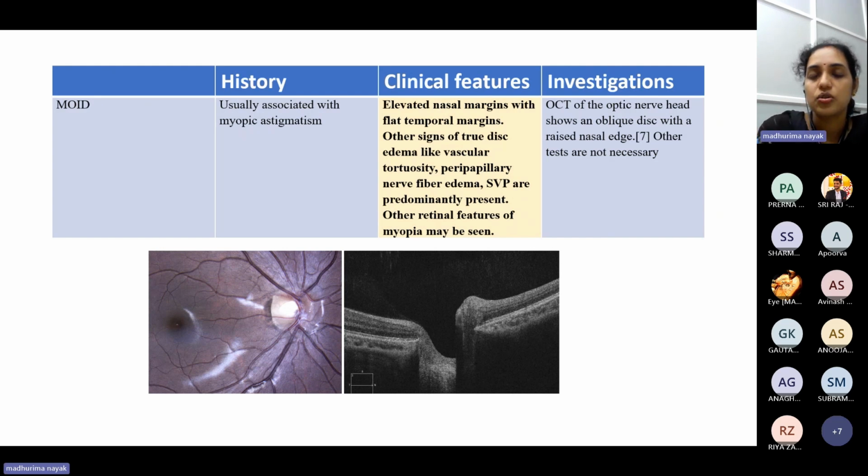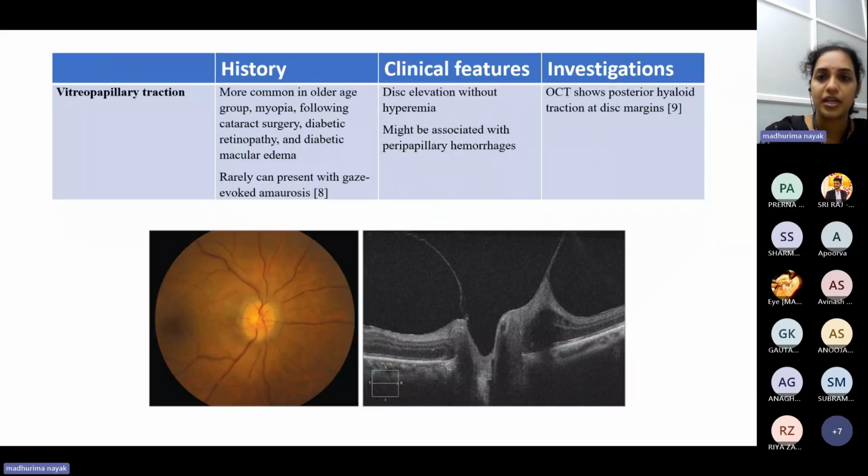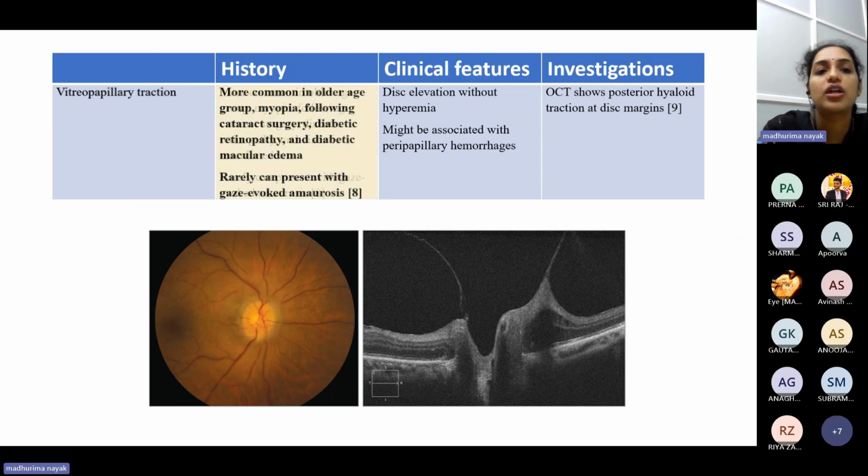Okay. So you may also see other features of myopia in the fundus. So usually no tests are necessary because it's a straightforward myopia. The next important category is vitreopapillary traction, which is coming into light a lot now. It's more common in older age group and following surgeries. They can rarely present with gaze evoked amaurosis.